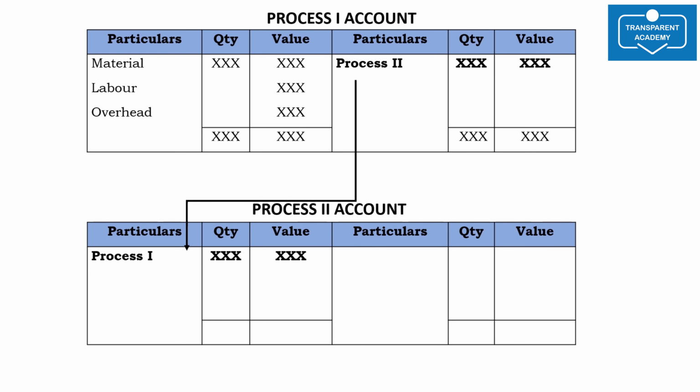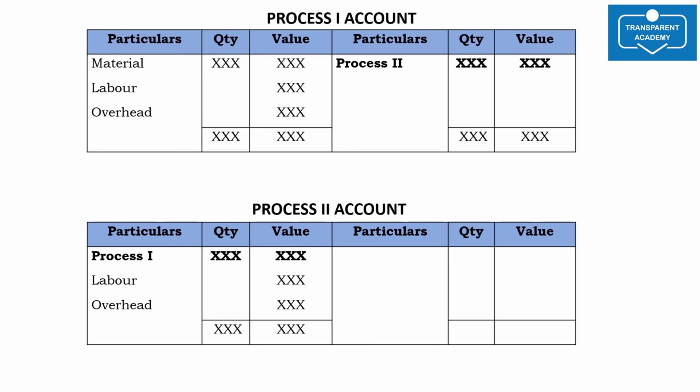Additionally, wages and overheads incurred in process 2 are also entered on the debit side of process 2 account. Assuming this is the last process, the goods completed are transferred to finished goods account. Let's understand this better with the following example.